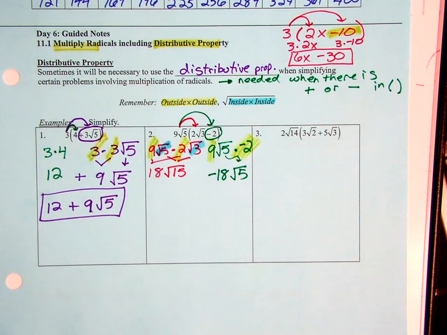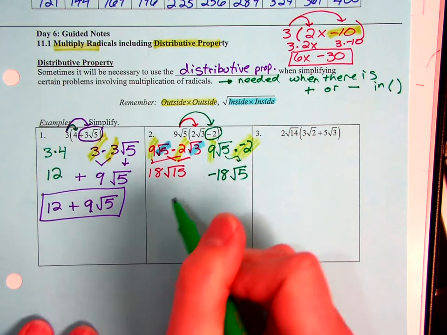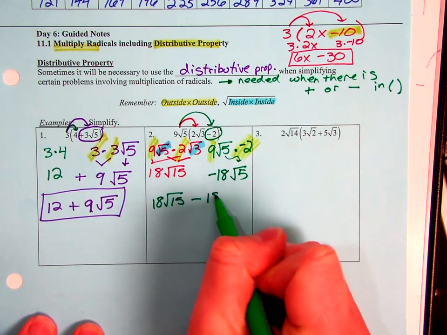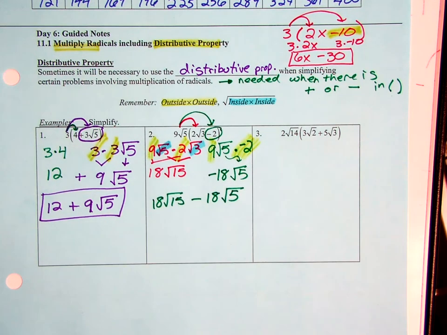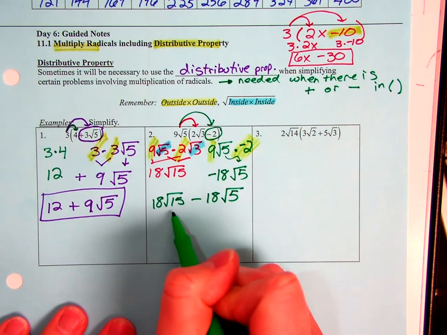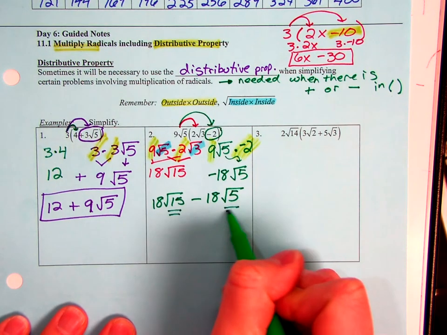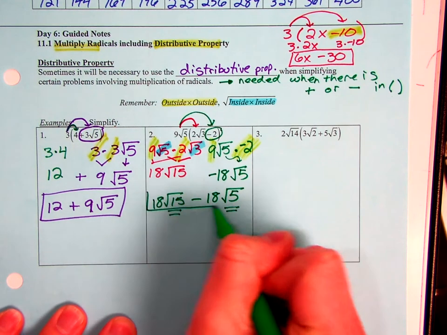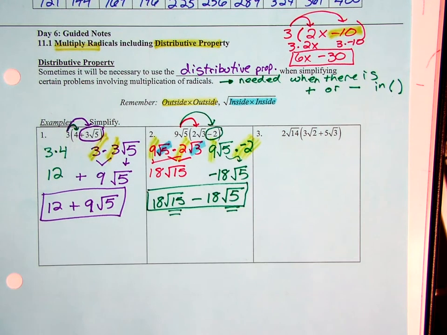So now when I look at this, I have 18 square root of 15 minus 18 square root of 5. And I need to ask myself if I can put these together. Now remember, if I can combine them, they would have to have the same number in the radical. In this case, it's a 15 and a 5. They're not the same. So my final answer is 18 root 15 minus 18 root 5.